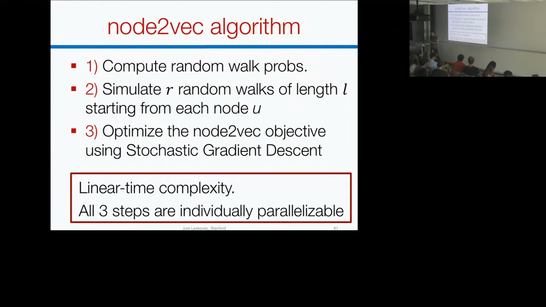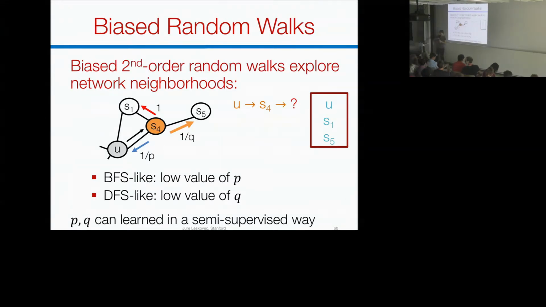Yes? I just have a question on the previous slide. So say that P is very small, then I'm likely to go back to U. And now what do I do? Because I come from S4, so am I likely to go back to S4? And how is that? So I start here, I make a step here. If P is small, I will walk back. So then I'm here, so I cannot go closer to you because I'm already there.